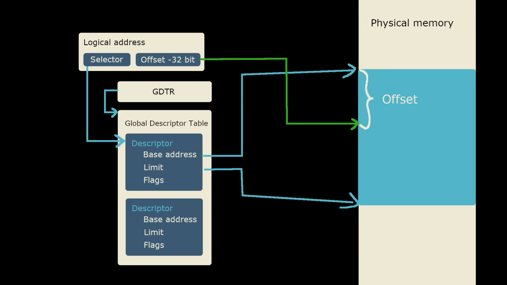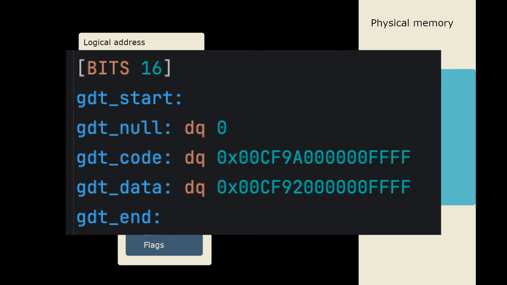Each descriptor tells the CPU the base, where the segment begins in physical memory, the limit, how big it is, and access flags: code versus data, privilege level, present, writable. This way you can define access rights to different memory blocks. In a simple OS we use a flat memory model, so both code and data map the whole memory. The first descriptor in the GDT table is always null.